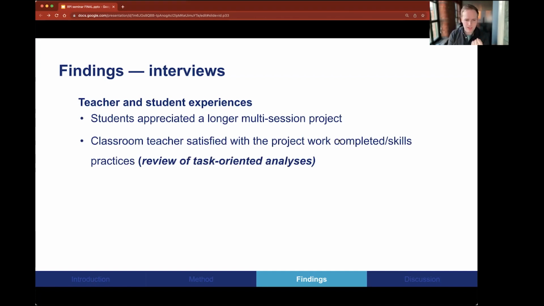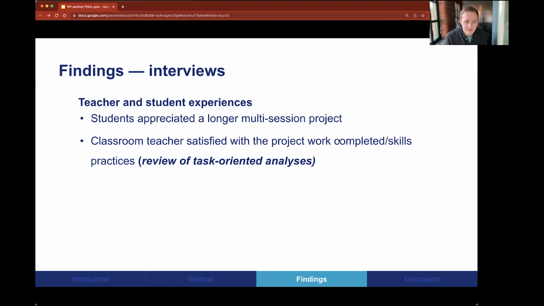And so students taking part in the session, they quite appreciated this idea of a longer multi-session project. So computing for them up until that point had been quite punctuated, so quite short bursts, 1 hour here and then maybe 1 hour in a couple of weeks. And so the idea of doing something much longer, where they could work on a more complex, longer, more challenging project over multiple sessions, they found quite exciting and engaging.